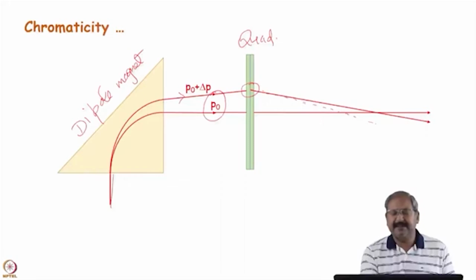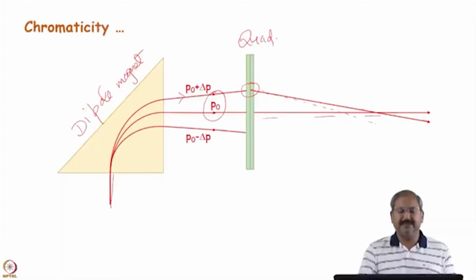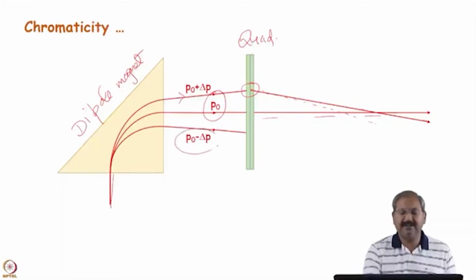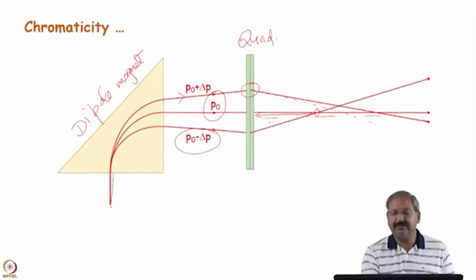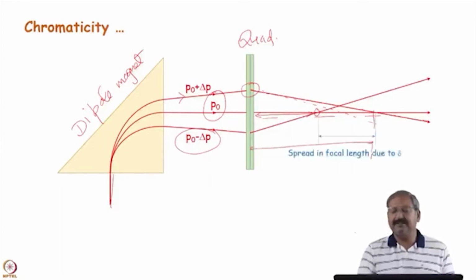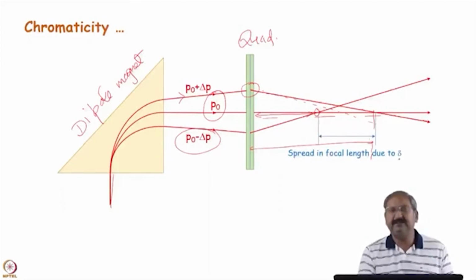But this particle has higher momentum, so the quadrupole sends the particle far away from this. Its focal length will be longer. Now for a lower momentum particle, the quadrupole will have a shorter focal length, so it will pass from here. This is the focal length for the lower momentum particle, and this is the focal length for the higher momentum particle. So we have a spread in focal lengths due to delta p by p.